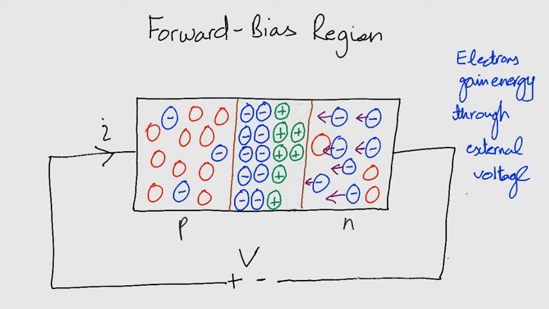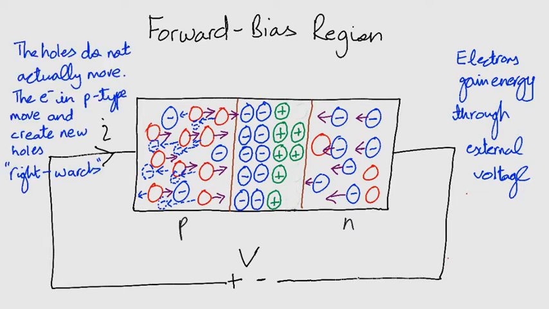Similarly, holes also move from the p-type region towards the depletion region. But how exactly do holes move? The holes move because of vacancies created by electrons which move out of the valence shells. The holes themselves do not move in reality, only the electrons do, leaving behind the holes.